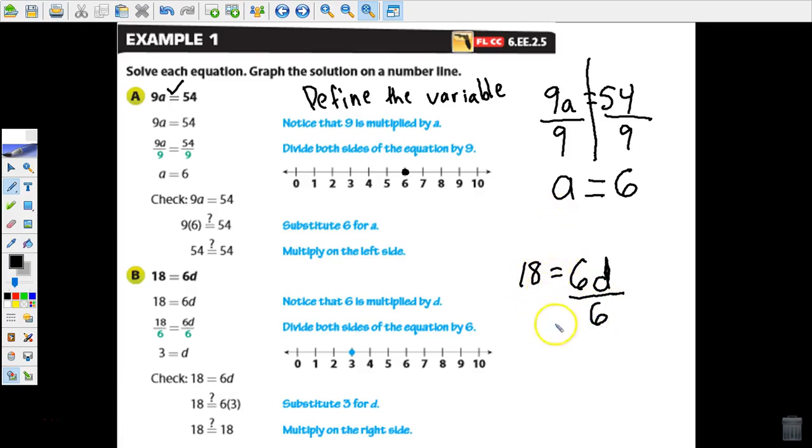Remember, the equal sign is separating the sides, so I have to do the same thing over here on this side to this 18. I get 18 divided by 6. I put my equal sign. What is 18 divided by 6? That is 3. What is 6 divided by 6? That's 1, and then d. So I get 3 equals d, and then I plug that back in. 3 times 6 is 18. 18 equals 18. Boom, check mark of approval. Put my 3 on the number line. It's easy. It's so easy, okay?